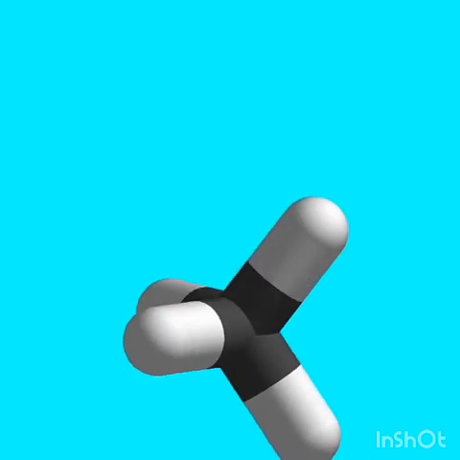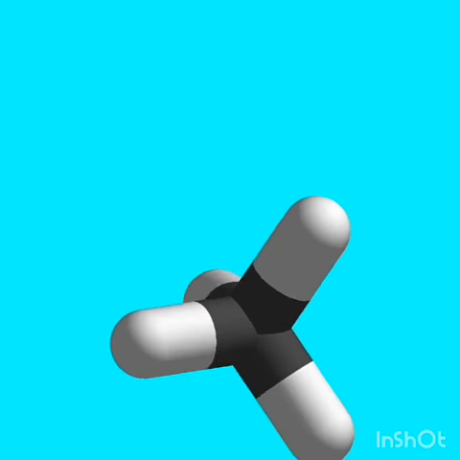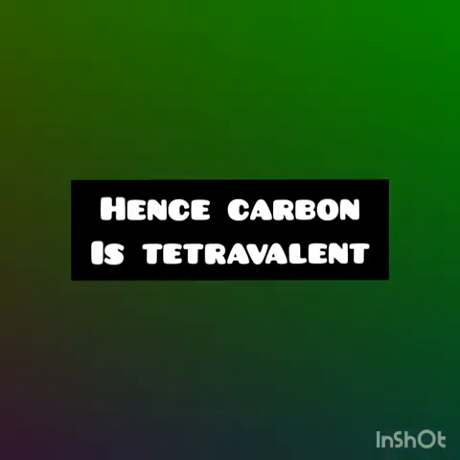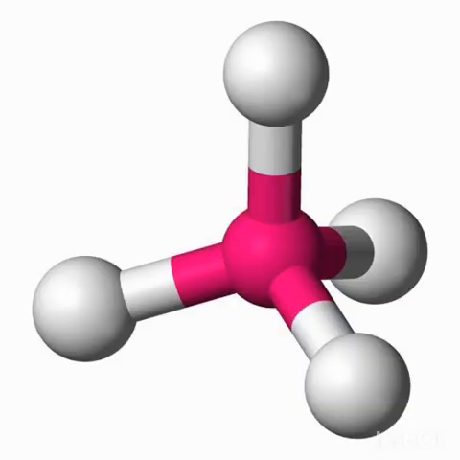Now moving to the next characteristic, carbon is tetravalent. What does tetravalent mean? Tetravalent means valency of 4, and we have seen carbon has a valency of 4. Hence carbon is tetravalent. Now the next characteristic, carbon is tetrahedral.